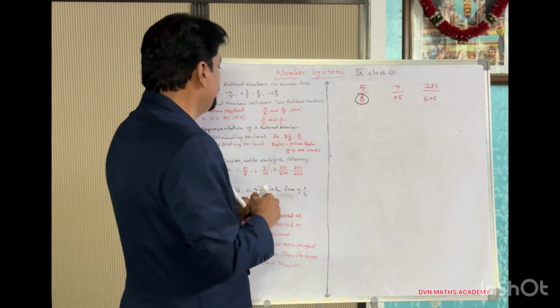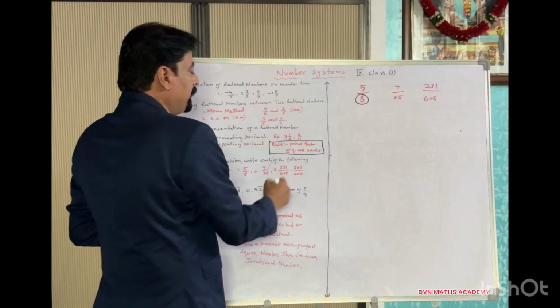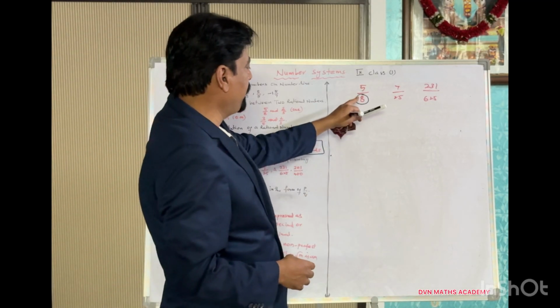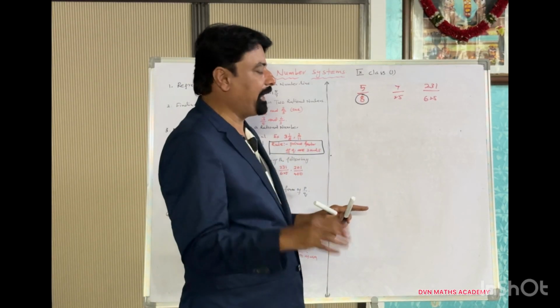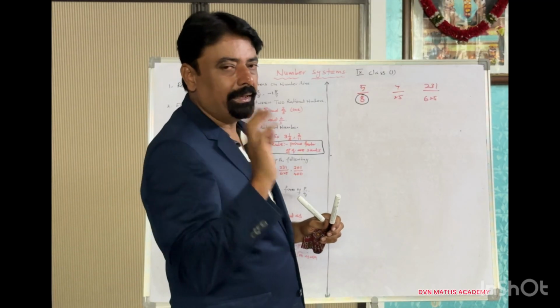On that rule, here I wrote that rule. The rule is that the prime factorization of q is 2 and 5. The prime factorization of q, meaning the denominator, is only having 2 and 5 as the prime factors, then it will be converted into a terminating decimal.